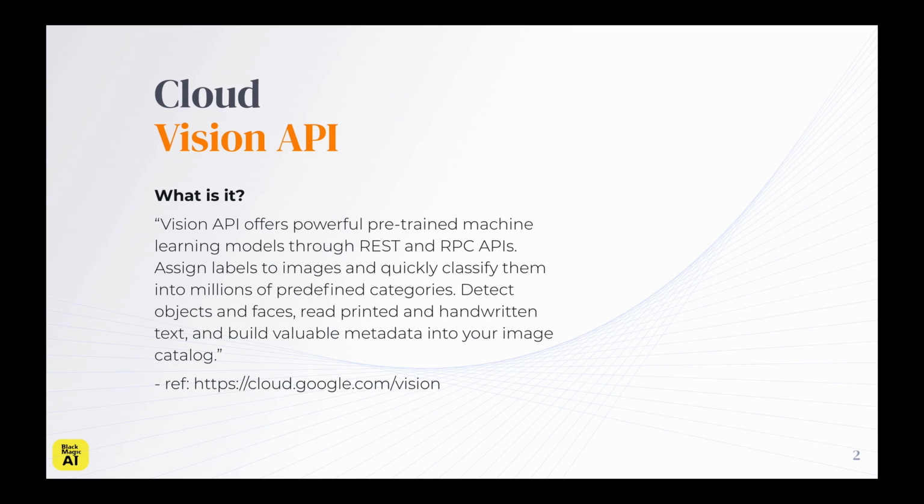This quote is taken directly from the Cloud Vision API documentation, and it simply states that the Vision API offers powerful pre-trained machine learning models through REST and RPC APIs. Assign labels to images and quickly classify them into millions of predefined categories. Detect objects, faces, read printed and handwritten text, and build valuable metadata into your image catalog. For the purpose of this video, we will only be using the object detection feature of Cloud Vision API, but it is capable of all these other services that we mentioned before.